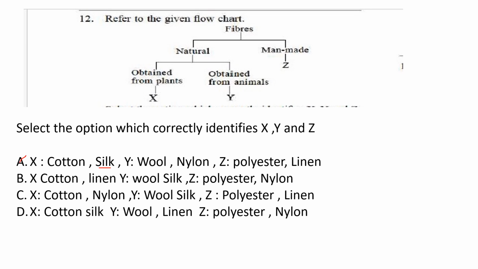For option B, X is cotton and linen. Both are obtained from plants. Y is wool and silk. Both are obtained from animals, which is correct. Z, polyester and nylon. Both are man-made. So answer is option B. No need to check further.